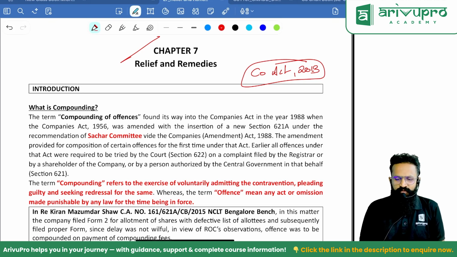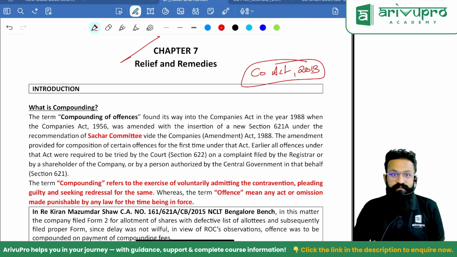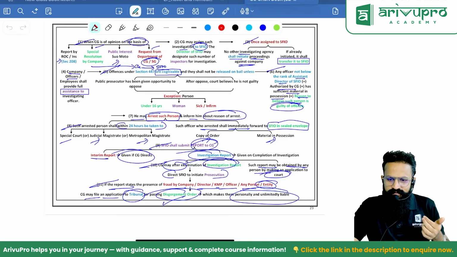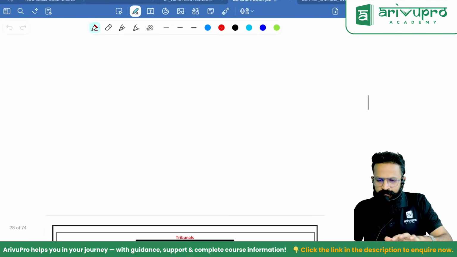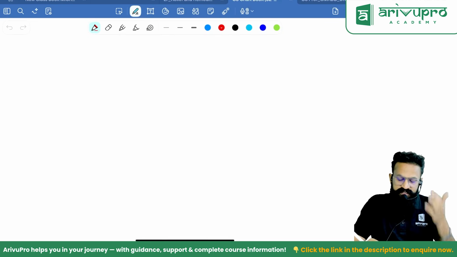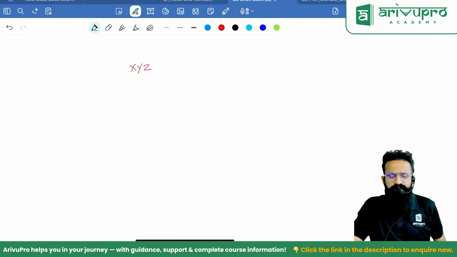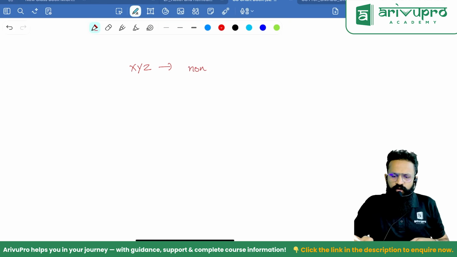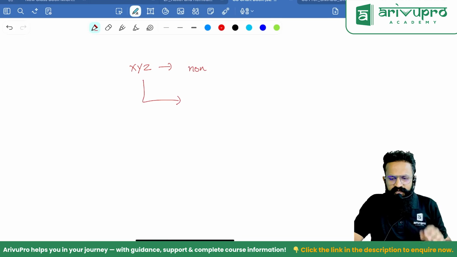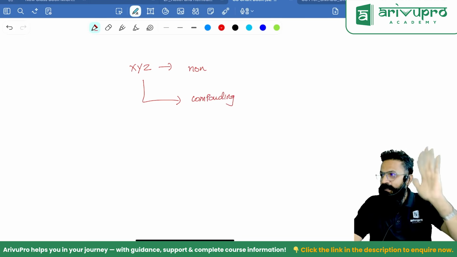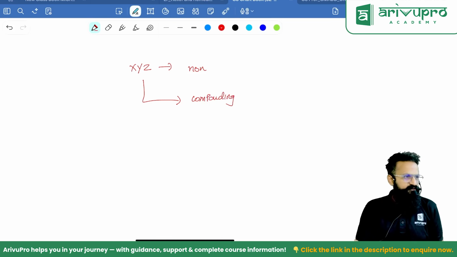For example, I'll ask you one question. You try to think with regards to compounding. You wouldn't have thought on these grounds till now. Let us imagine there is one case, people. There is a case versus. Let us imagine there is a company called XYZ. This company has done some non-compliance. Now, the company on its own filed an application for compounding with regards to some aspects.